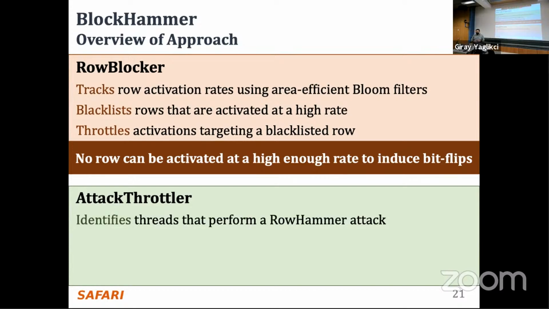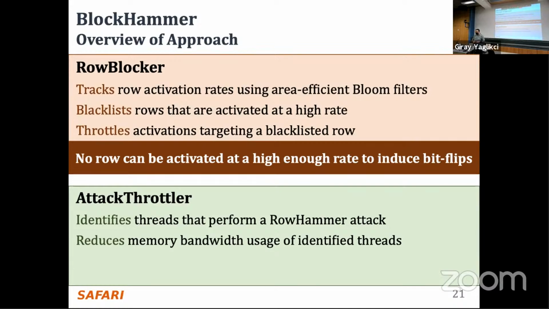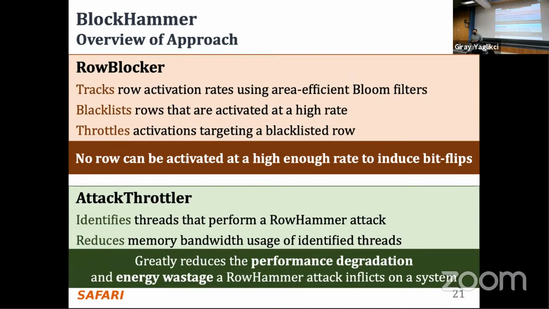The second part of the mechanism, attack throttler, identifies threads that try activating blacklisted rows and reduces their memory bandwidth consumption by throttling their memory requests. By doing so, attack throttler greatly reduces the performance degradation and energy wastage a RowHammer attack inflicts on a system.